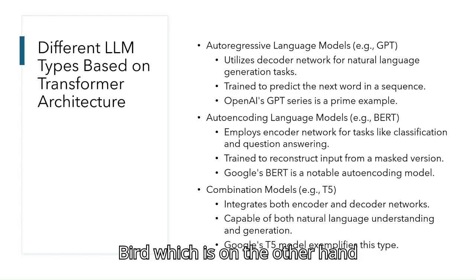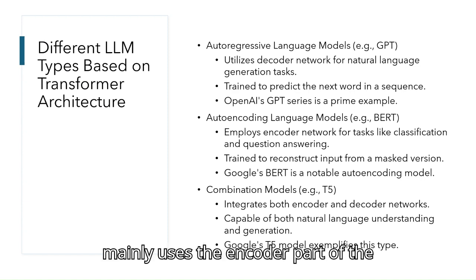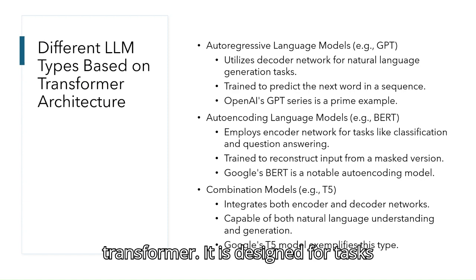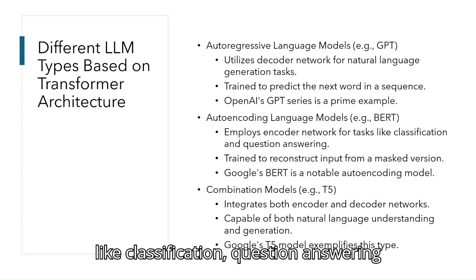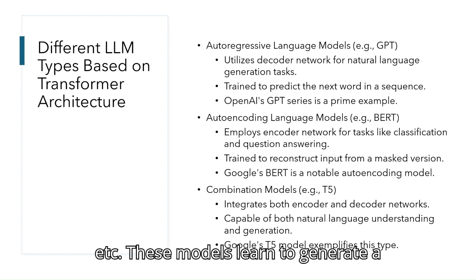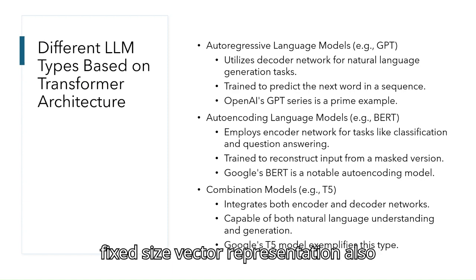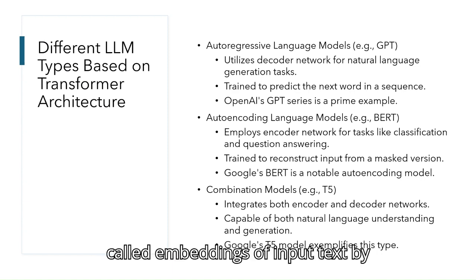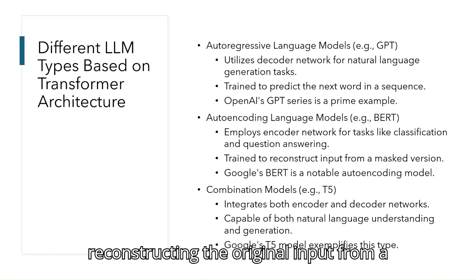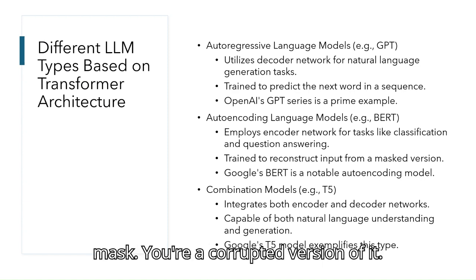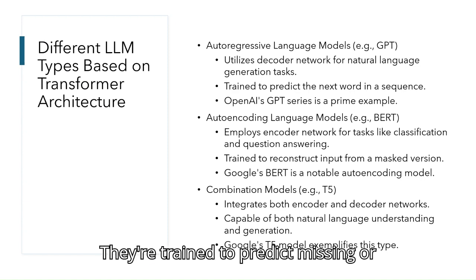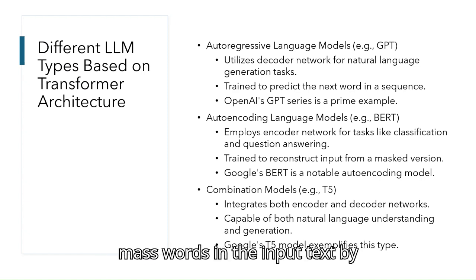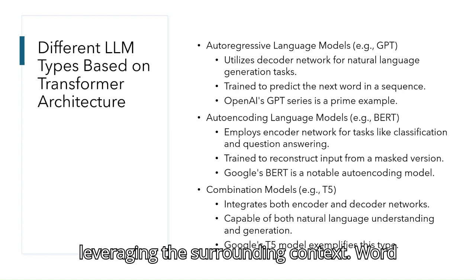Autoencoding models like BERT, on the other hand, mainly use the encoder part of the transformer. They are designed for tasks like classification, question answering, etc. These models learn to generate a fixed-size vector representation, also called embeddings, of the input text by reconstructing the original input from a masked or corrupted version of it. They are trained to predict missing or masked words in the input text by leveraging the surrounding context.